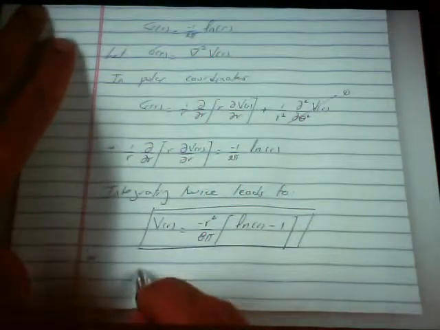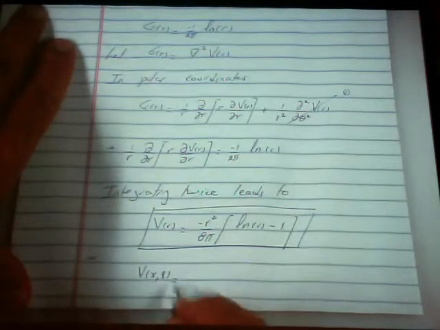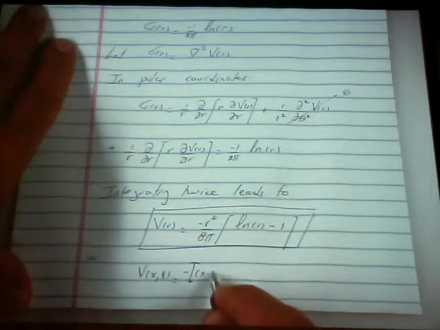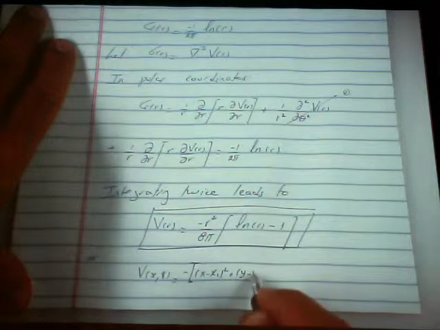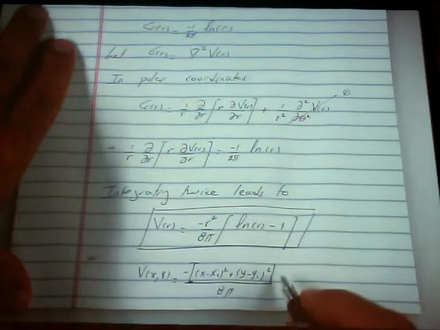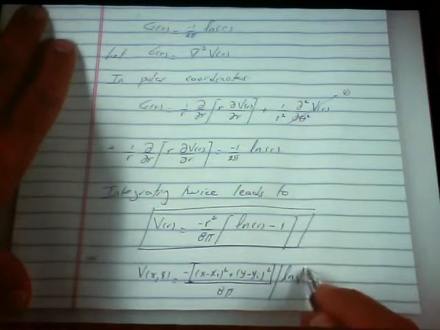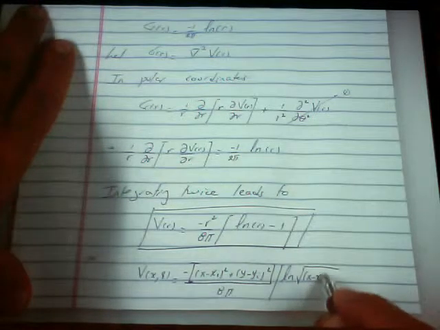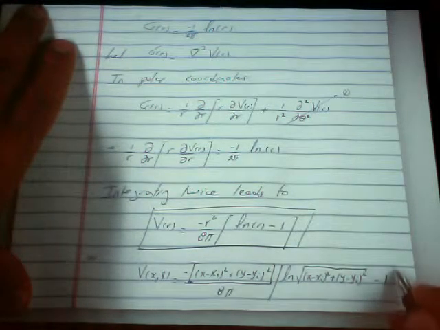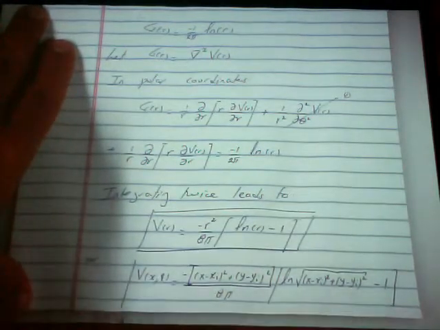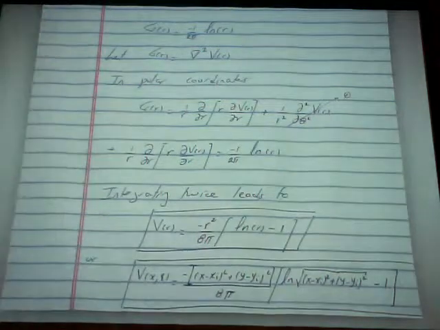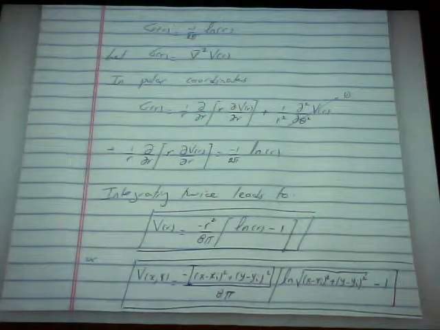Or V of x and xi is equal to minus x minus xi squared plus y minus yi squared divided by 8 pi times the log of the square root of x minus xi squared plus y minus yi squared minus 1. So notice I went back to Cartesian coordinates in 2D. So now we know what V is in 2D.